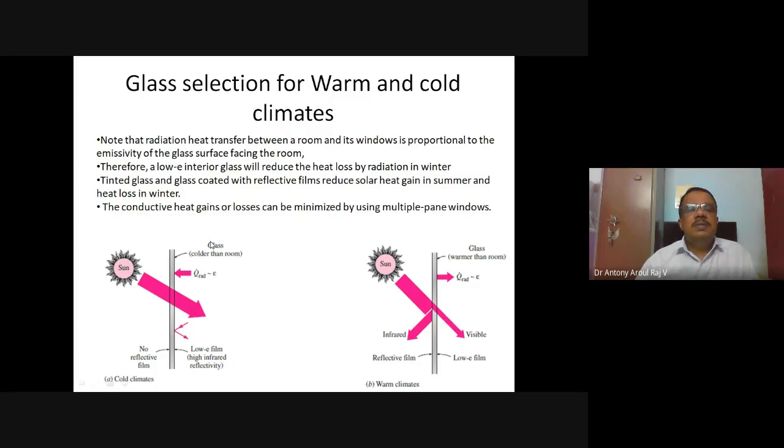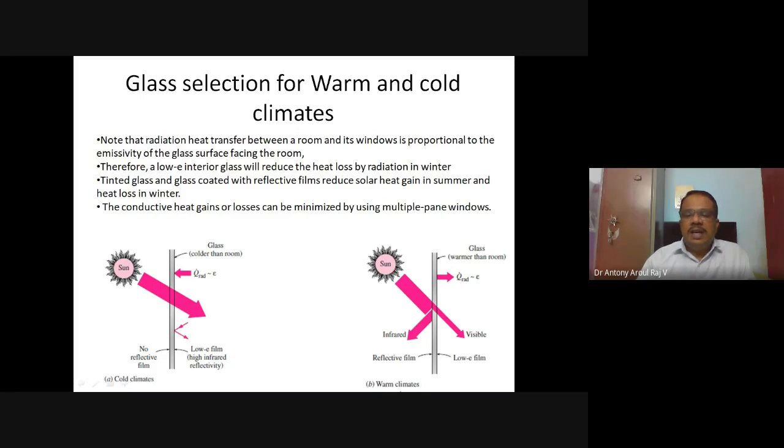Similarly, you can reduce the conductive heat gain or losses by using multiple pane windows. You can use single pane or double pane windows for reducing the heat gain or heat loss. So we will consider cases. First we will go for a warmer climate like our place.